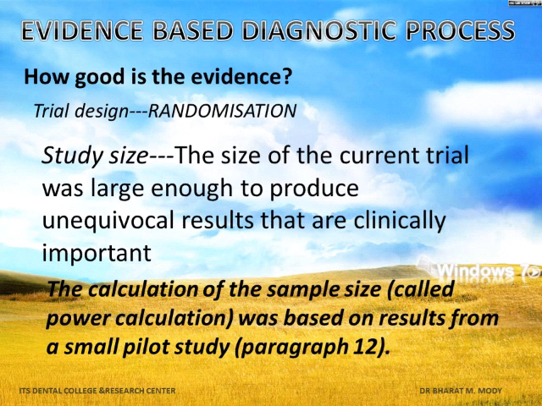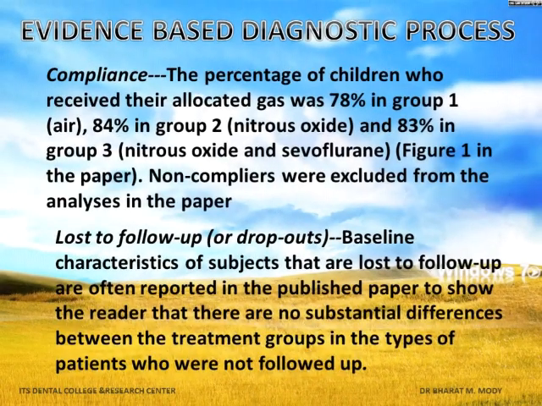There was randomization. The study size was large enough. There were more than 1,000 patients. The calculation of the sample size was done by power calculation. A small pilot study was done, which is again a very good thing. Every research should first be done with a pilot study, and the sample size should be calculated from that pilot study depending on the effect size.